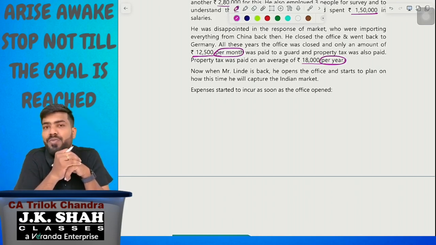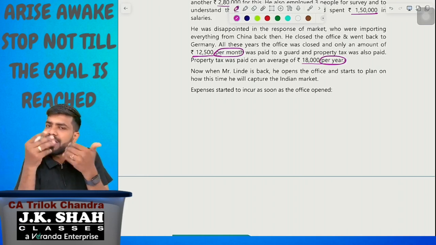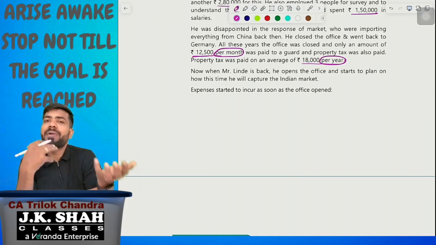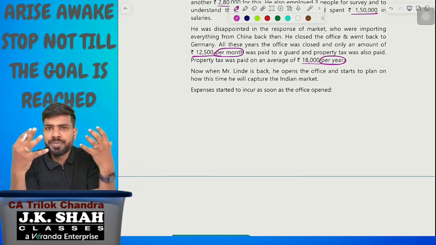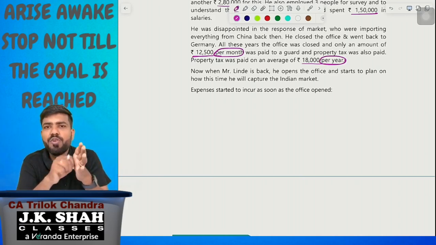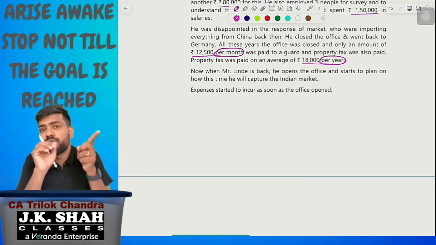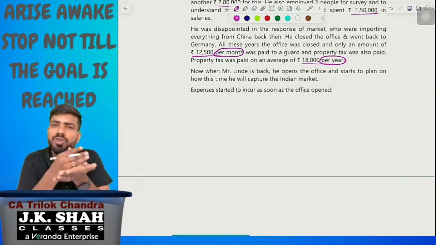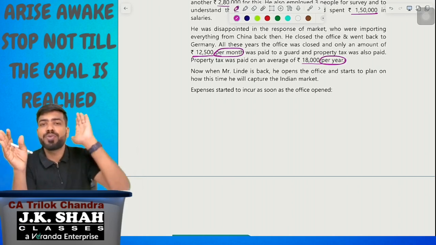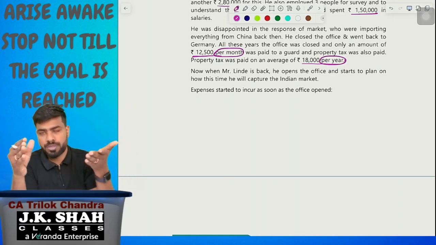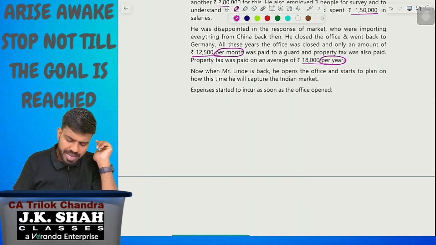Generally, understand one thing. The people who have the passion of doing something won't let themselves have peaceful sleep. In this case, the same thing happened. Lindy again came back to India to capture the Indian market. After coming back, he opened the office which was started in 2012. It was closed for 12 years, from 2012 to 24.